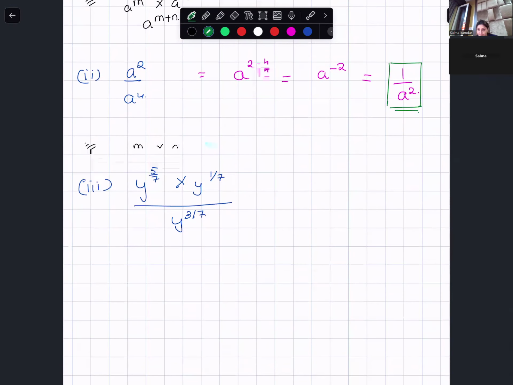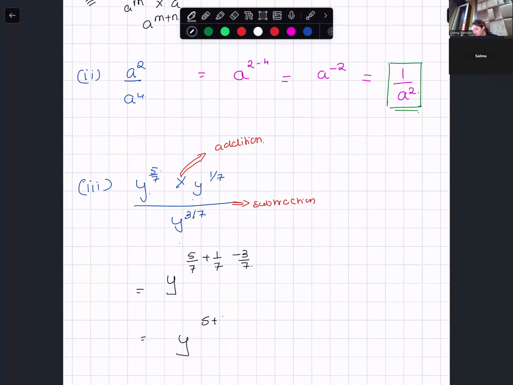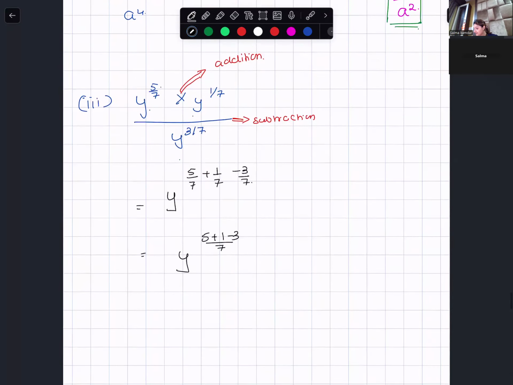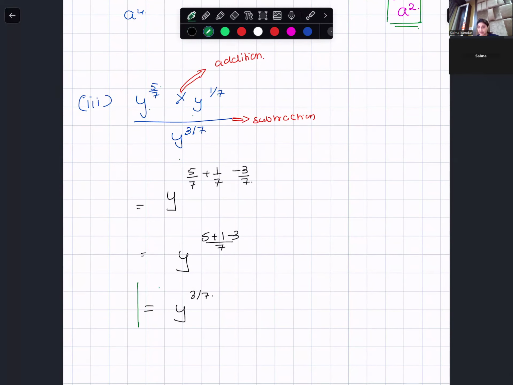We go to the next one. y raised to 5 by 7 into y raised to 1 by 7 over y raised to 3 by 7. Multiplication means addition. Division means subtraction. The base is the same, so it will be y raised to 5 by 7 plus 1 by 7 minus 3 by 7. So this will be y raised to 5 plus 1 minus 3 over 7, which is y raised to 3 by 7. And this would be your main answer.